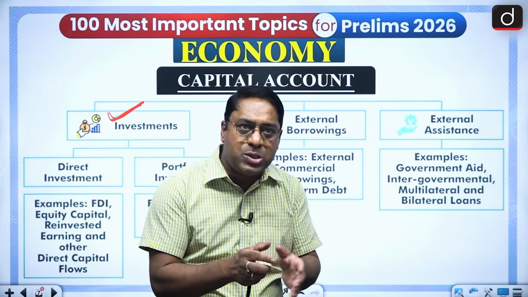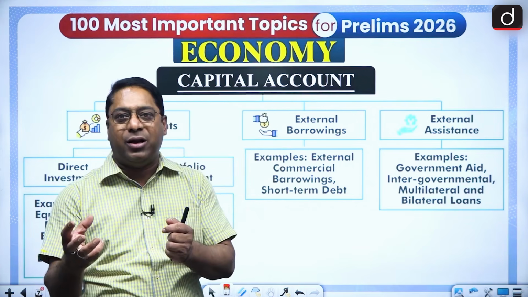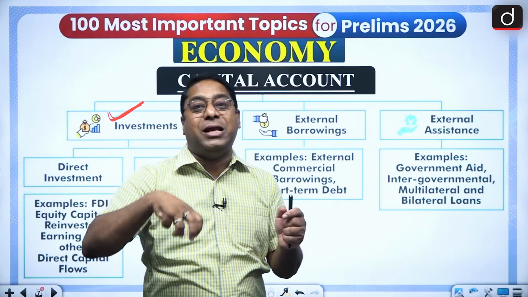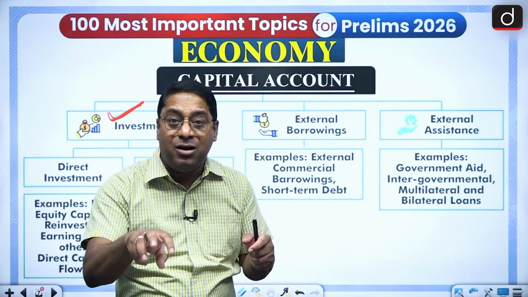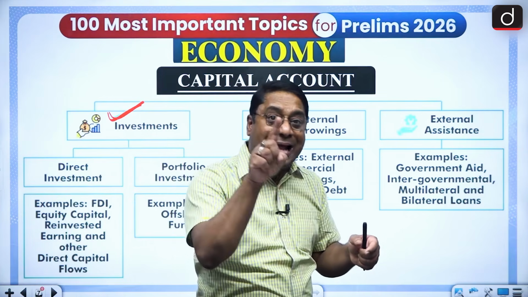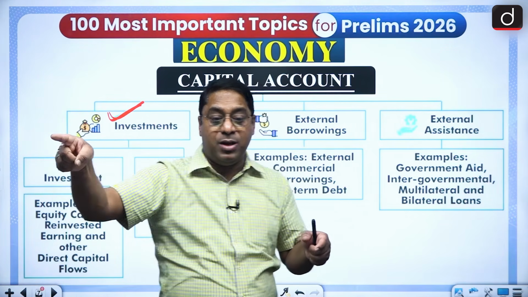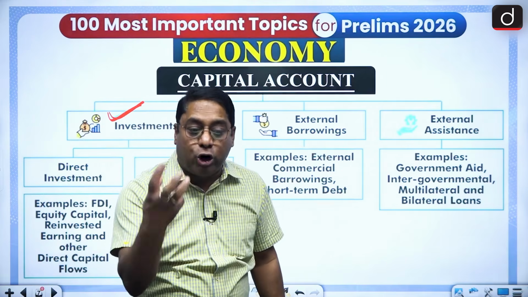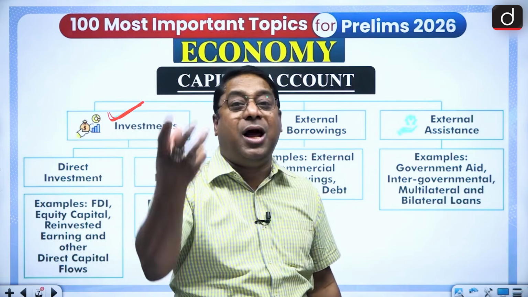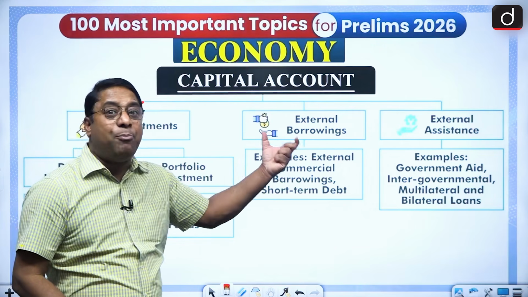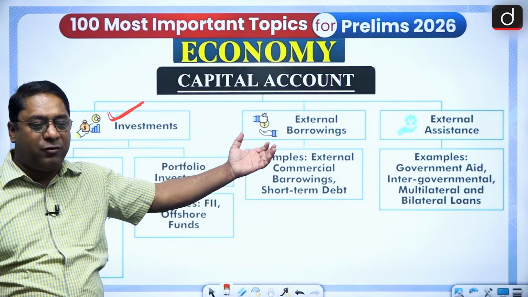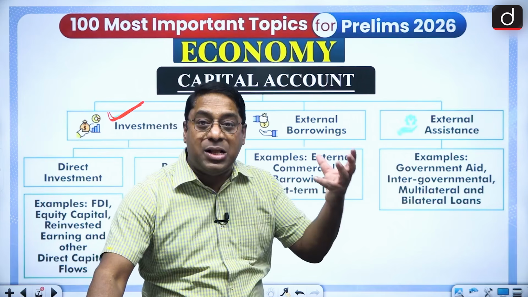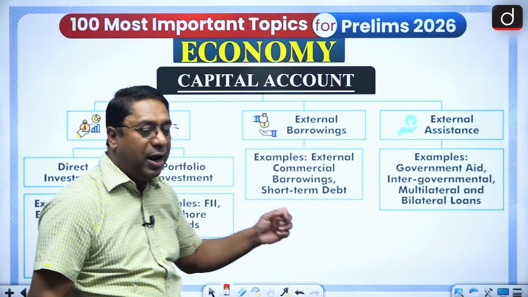When I say commercial borrowings, it includes borrowings by the country. That means either the government or the private sector is borrowing from the international money market. So commercial borrowings are done from the international money market at a market rate of interest. But when we talk about external assistance, these are borrowings done at a concessional rate of interest.